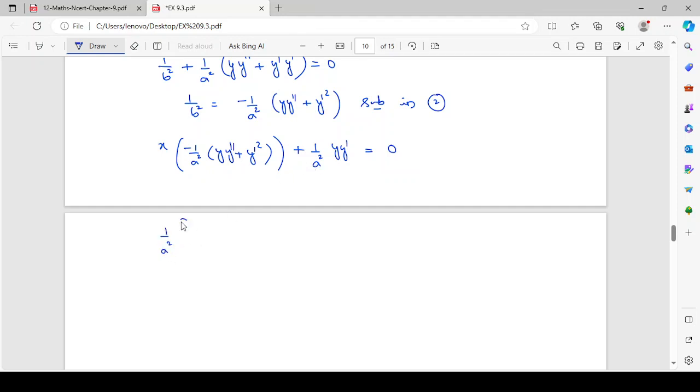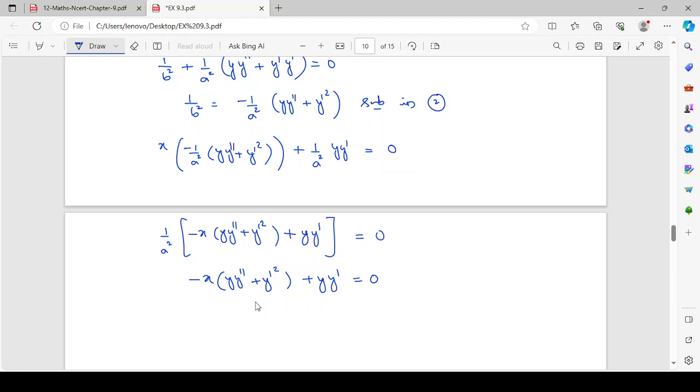So if I take 1 by a square common, we get minus x into y double dash plus y dash square, plus 1, plus y dash equal to 0. Now this a square is sent to the right hand side, which gives minus x into y double dash plus y dash square plus y dash is equal to 0. Can you see here? It is free from the arbitrary constants. So therefore, this is the differential equation.